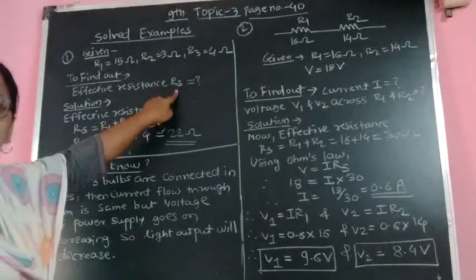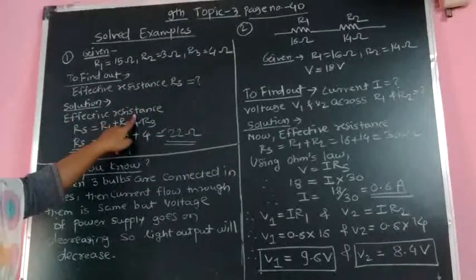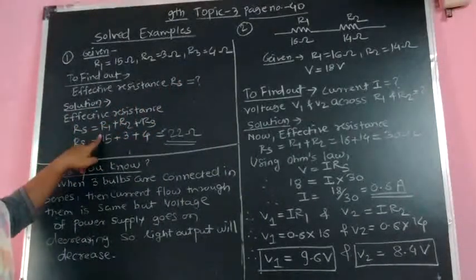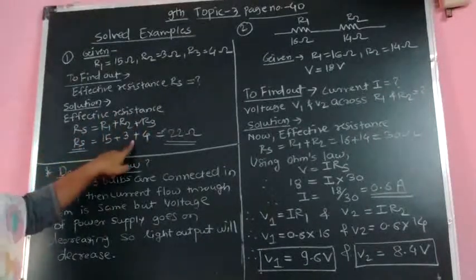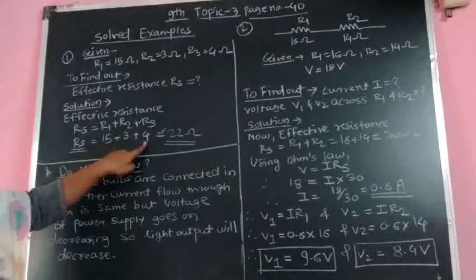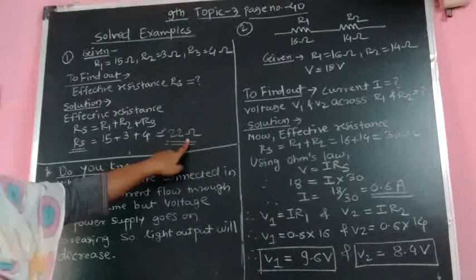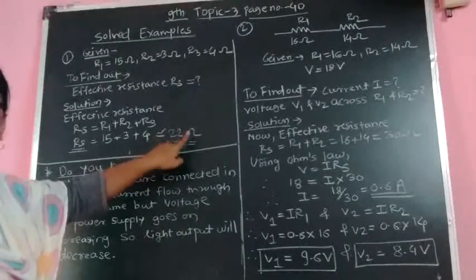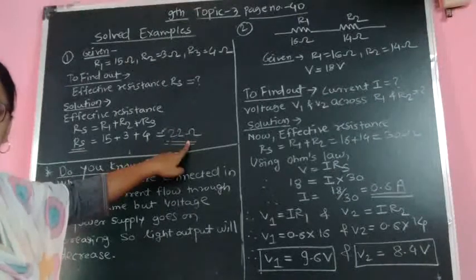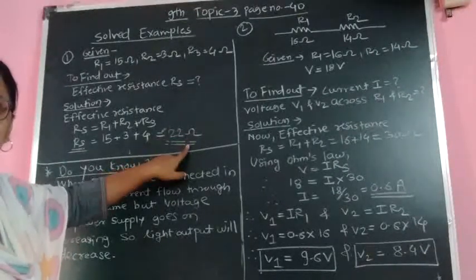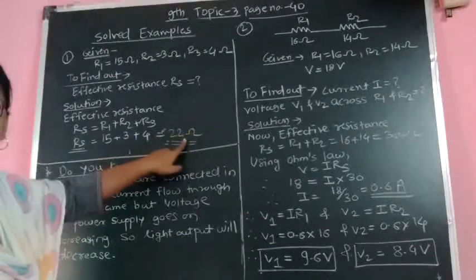The S symbol represents the series combination. RS is equal to question mark. Solution: effective resistance RS is equal to R1 plus R2 plus R3. So add all these resistances. 15 plus 3 plus 4, you will get 22 ohm. Now this symbol is necessary. Ohm symbolizes the resistance. In physics or in science, the units are essential. This symbol represents that this is a resistance.